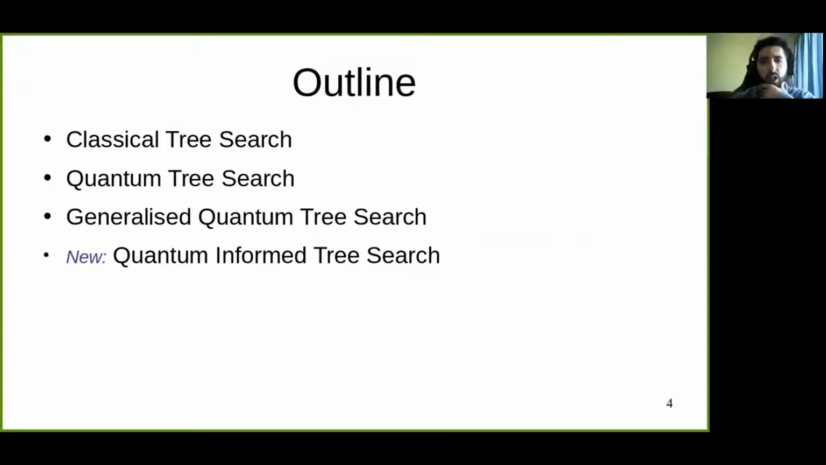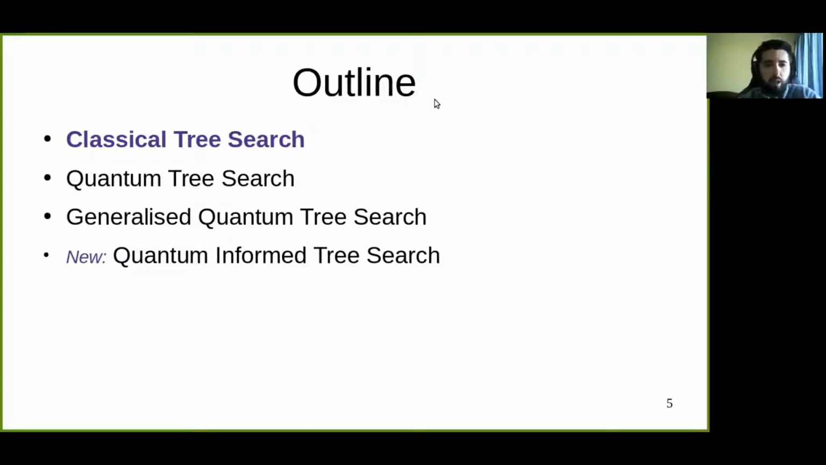Now, the rest of the talk will be as follows. Firstly, I will briefly talk about classical tree search algorithms. Then I will talk about the state-of-the-art of quantum tree search, and then I will report on ongoing investigation about generalizing quantum tree search, and I will clarify what I mean by generalized. Now, at the end of the talk, I will refer to some new ideas that we've been working on, and maybe we could discuss them afterward.